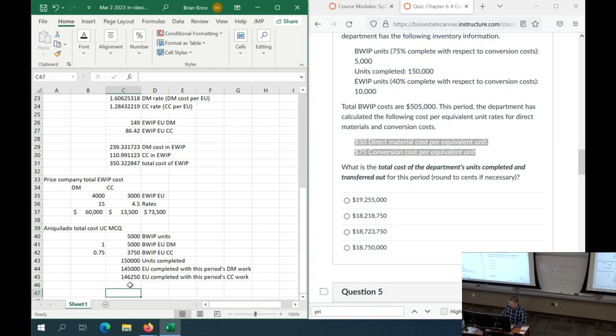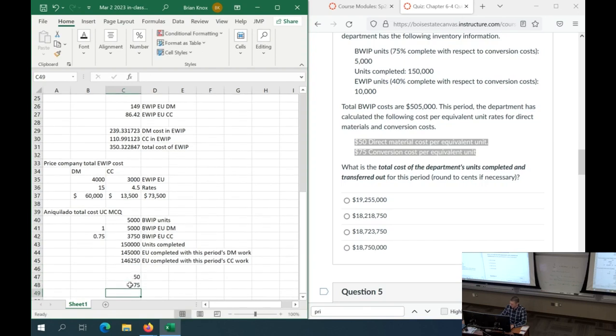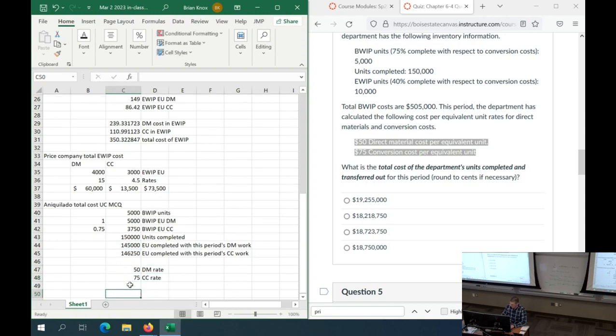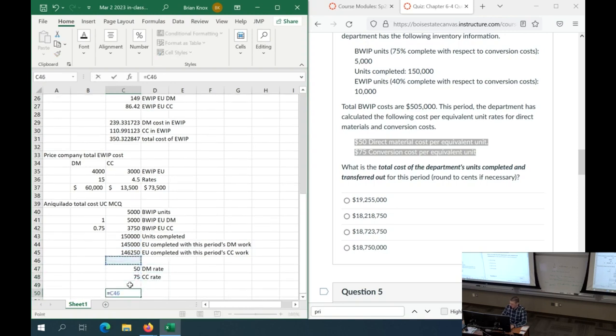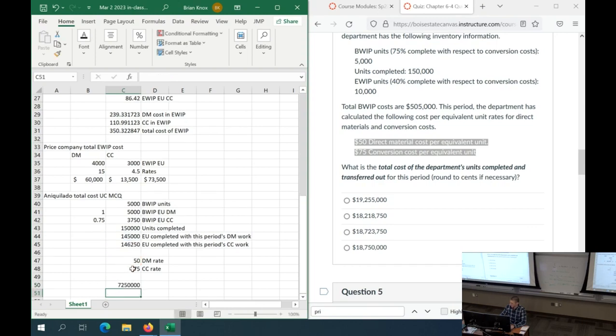So we have our rates of 50 and 75. This is our DM rate and CC rate, so we can multiply each one by its respective rate. We have 145,000 equivalent units worth of work we did this period at $50 direct materials cost per equivalent unit. That means we incurred $7,250,000 of direct materials cost to complete the units we did with this period's work.